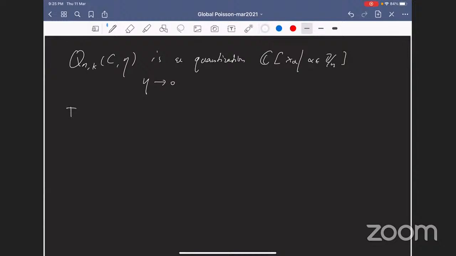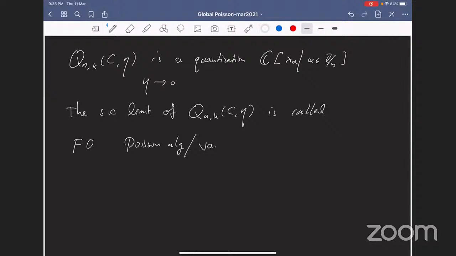So the semi-classical limit of this algebra when eta goes to zero is usually called the Feigin-Odesskii-Poisson algebra, or sometimes by abuse of notation, I also call it Feigin-Odesskii-Poisson varieties. I use the same notation to denote it. It will not depend on eta anymore, it just depends on nk and the elliptic curve. Indeed, when I say the Feigin-Odesskii-Poisson variety, I really mean the projectivization. Note that this is a homogeneous quadratic algebra, therefore the Poisson structure on the affine space indeed descends to the projective space.